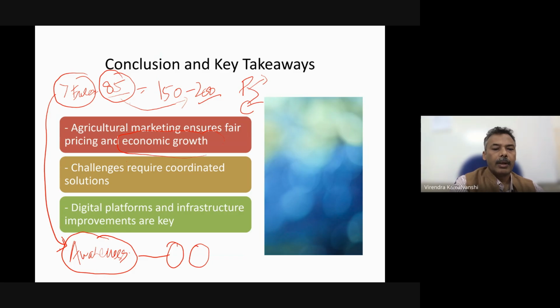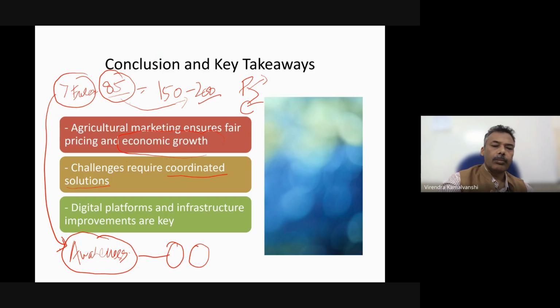Challenges definitely require coordinated solutions at every step. Usually people say that we can remove middlemen, but middlemen have a very important role. What we need is a proper system where middlemen can play an important role, but the profitability is shared in a more judicious, more justified way.